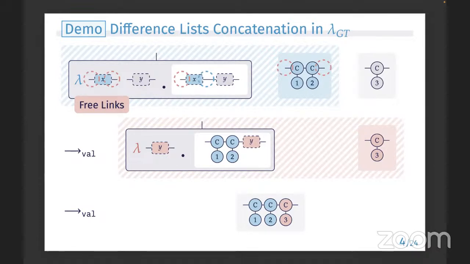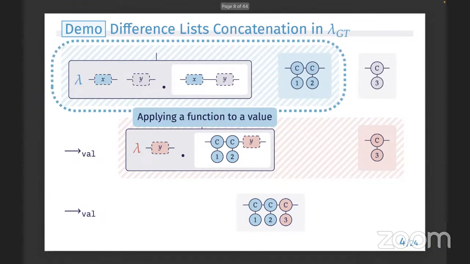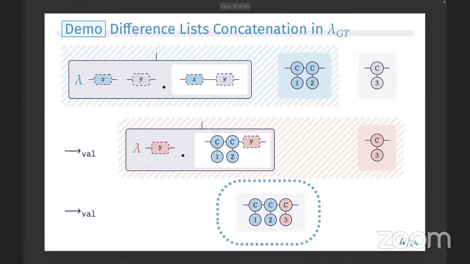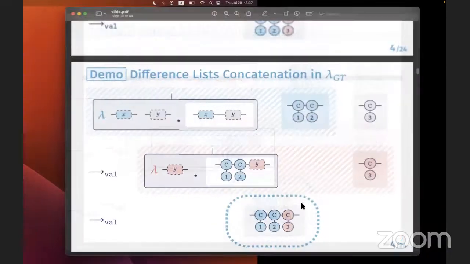So, applying this function, we get a new function, because of the lambda structure, and applying this function to the difference list from 3, we concatenated difference lists from 1 to 3. So I want to run this program on our interpreter.